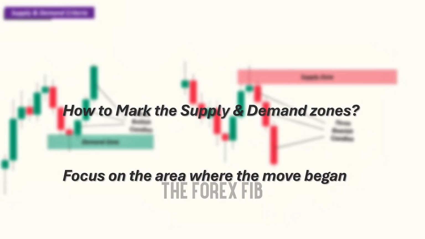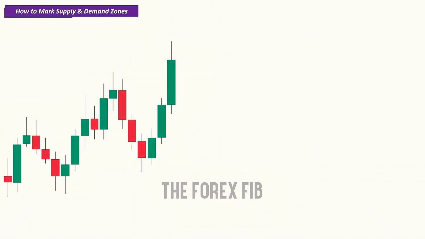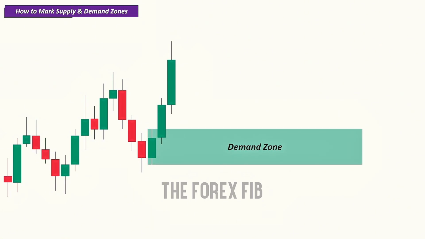So, let's look at some common ways to mark these zones on the chart. Here, this is our latest impulsive move to the upside. This green candle represents the area that created this move, so we mark it as the demand zone because we believe the decisions were made during this candle. When price returns to this area, we expect a rejection somewhere inside this zone.